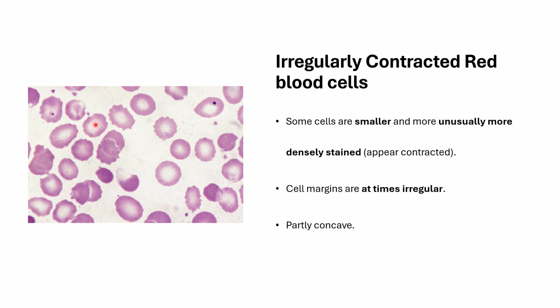In this picture, we can also see one semi-ghost cell. In this, we can see that the hemoglobin is contracted towards one side. The other part of the RBC is empty. So the hemoglobin is pushed to one end and the rest of the cell is empty.